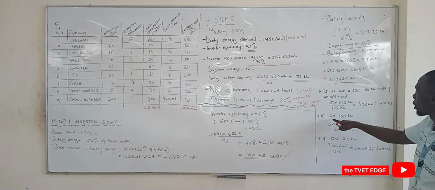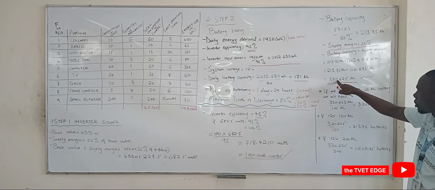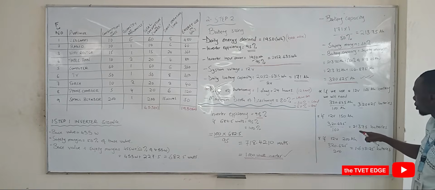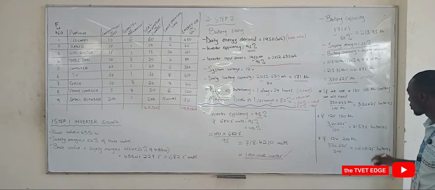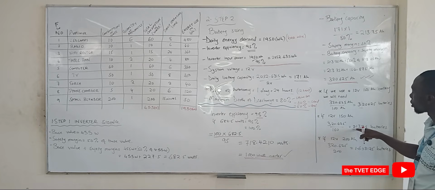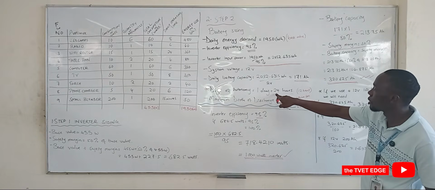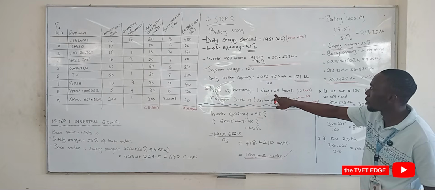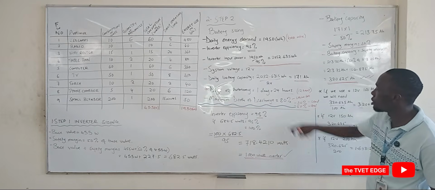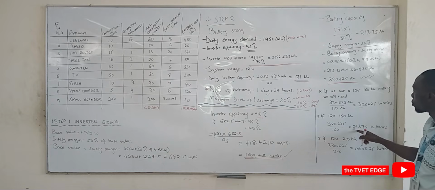If we go with a 12-volt system, 150 Ah batteries, we take the same value, 320.625 divided by 150, and we get 2.1375 batteries. Also in this case, we can go with two batteries and ignore the 0.1375. In our assumption, make sure we include the fact that we factored in the days of autonomy, the depth of discharge, and also our safety margin, so we can use two batteries.